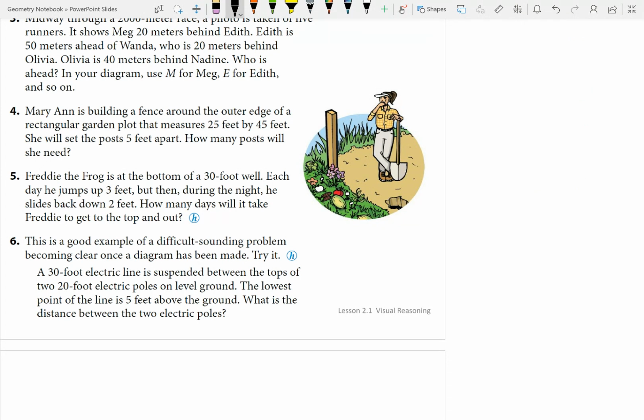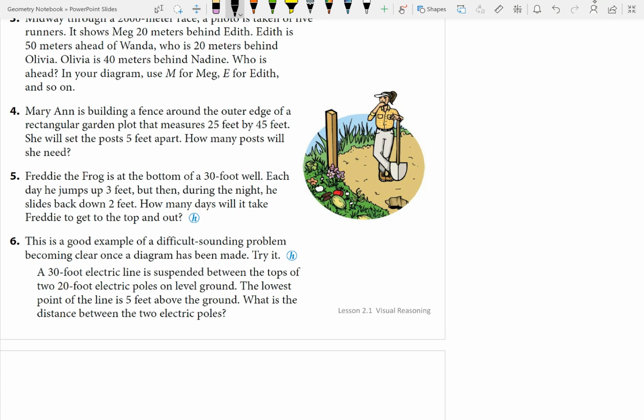Freddy the Frog is at the bottom of a 30-foot well. Each day he jumps up 3 feet. But then during the night, he slides back down 2 feet. How many days will it take Freddy to get to the top and out?